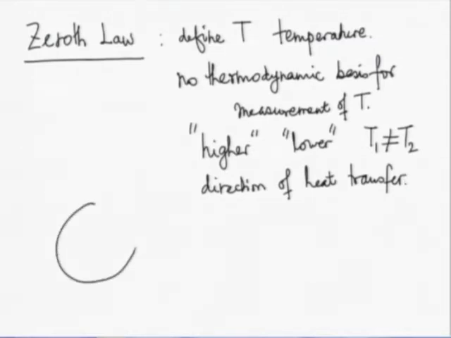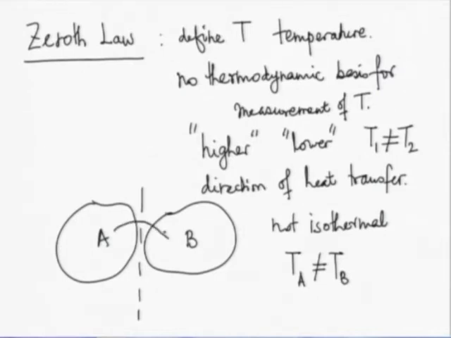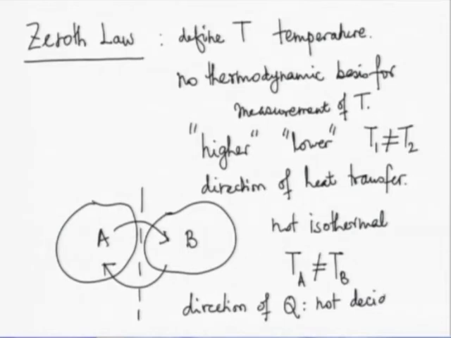The zeroth law only says that if you have a system A and a system B and they are not isothermal, that means they interact with each other across a diathermic wall, then the way we have defined temperature, all we can say is TA is not equal to TB. But we can't say whether the heat transfer will be from A to B or from B to A. The direction of Q is not decided by the zeroth law.